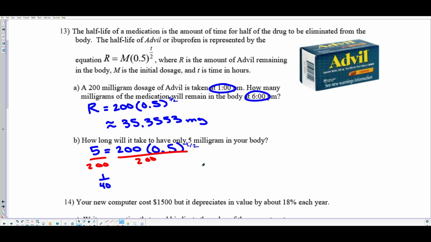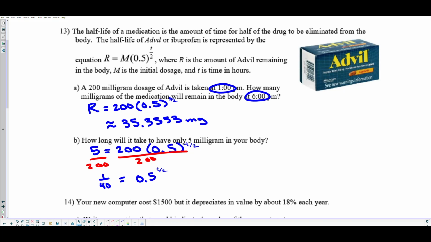I divide each one by 5. So 1 divided 200 by 5, you get 40. And that's going to get you 0.5 to the power of T over 2. And this is why we need to learn how to solve these equations, because let's say you're a nurse and you want to find out how long until that 200 milligram of Advil is gone from the body of your patient. 5 milligram is just a little bit left. You might want to find out, hey, how long until it's 1 milligram left or 0.5 milligram left, and then maybe you can give them another dosage. So this is what you're trying to find out, how long, what's the time.